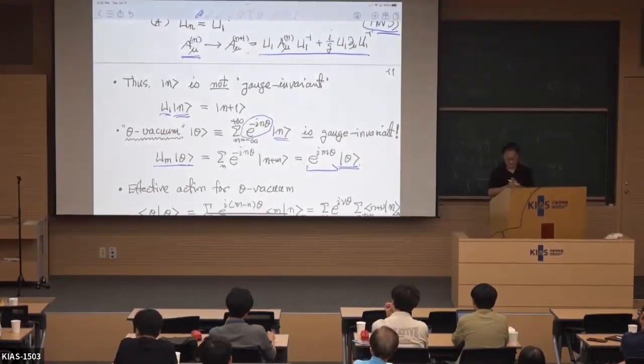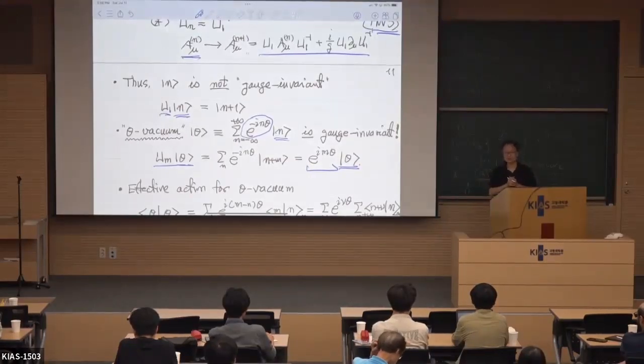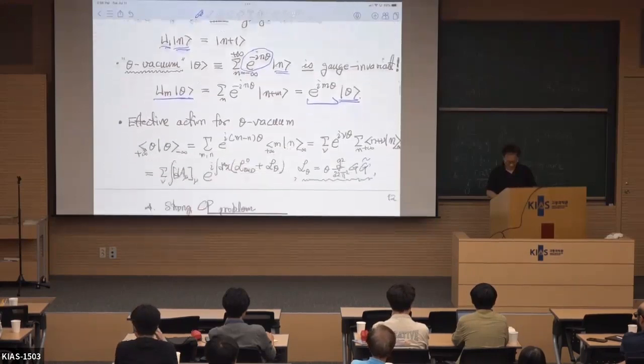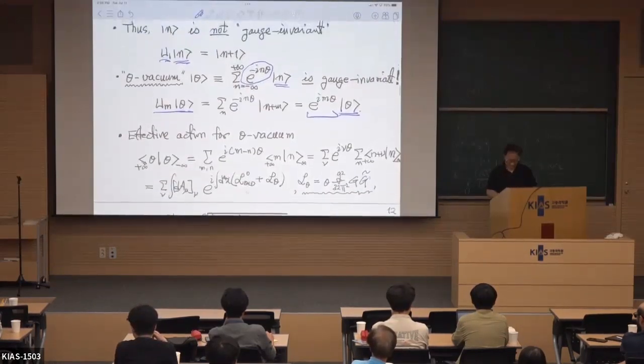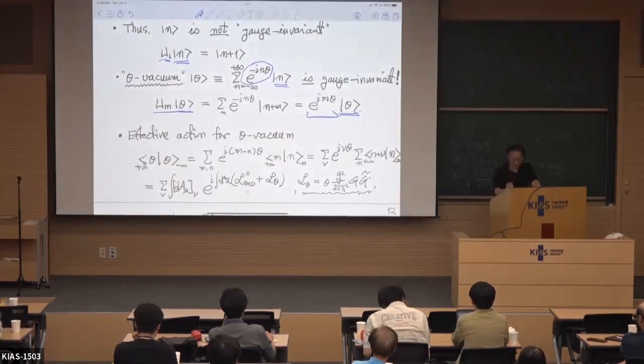So the QCD vacuum should be trivial. I mean, should we take the trivial gauge configuration with n equals 1 as a proper vacuum, or should we take the theta vacuum as a proper vacuum? So which one do you like? If we take this theta vacuum as a true vacuum, which turns out to be gauge invariant, then very interesting stories come around. So now our vacuum is a theta vacuum.